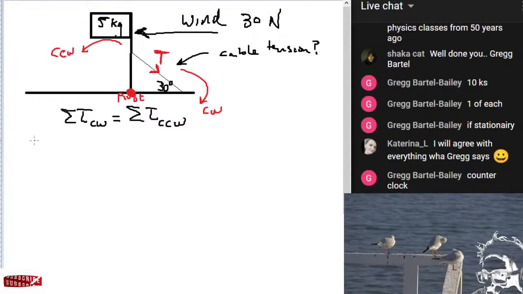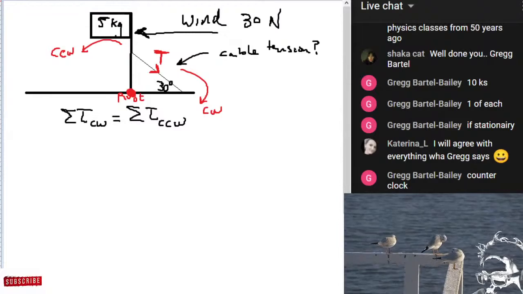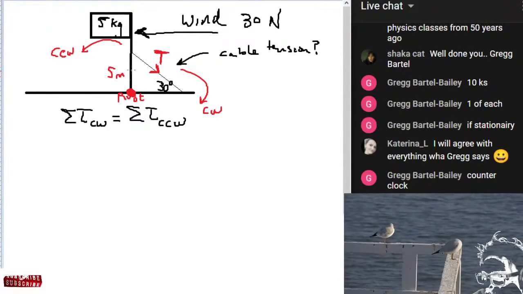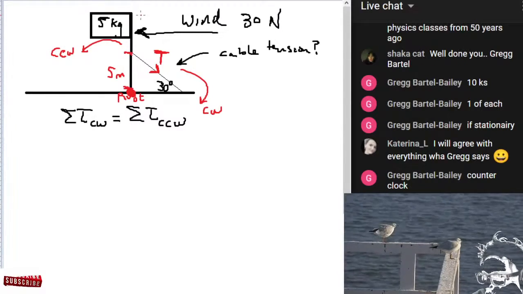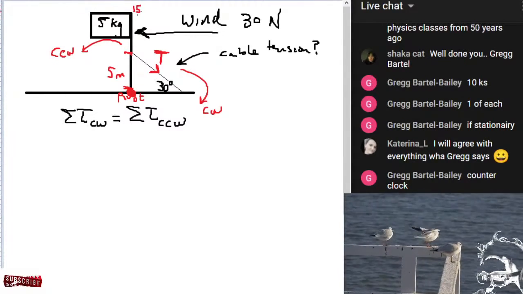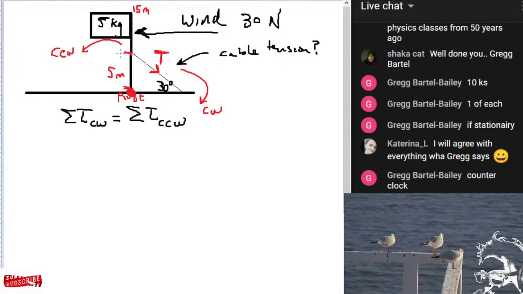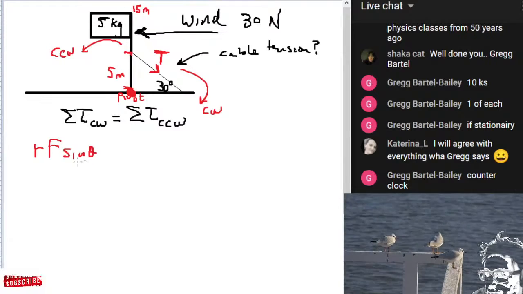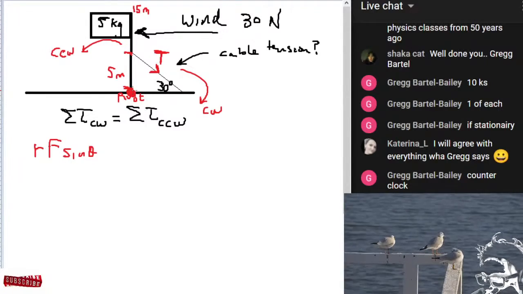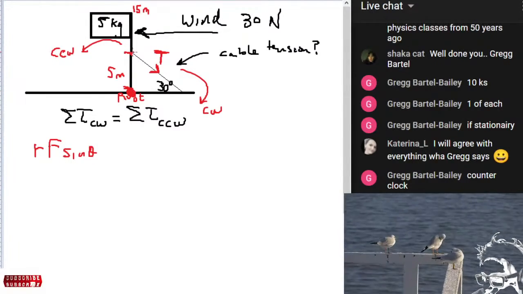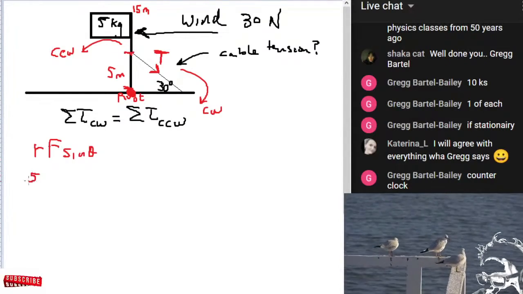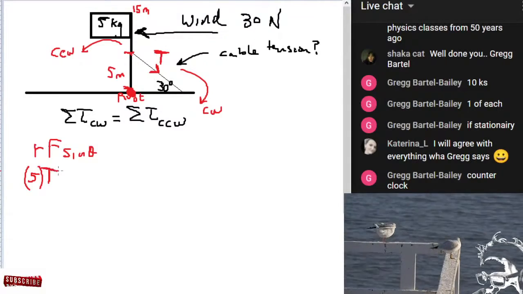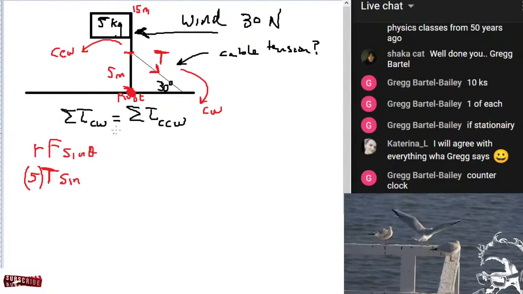So now we've got R. Let's say this is 5 meters from here to here, and this is 15 meters from the bottom to the top. So you have R, F, sine of theta. What is R? R is from the pivot point to where the force is applied, so that's 5 meters. F is what we're looking for, the tension, T, times the sine of the angle between them.